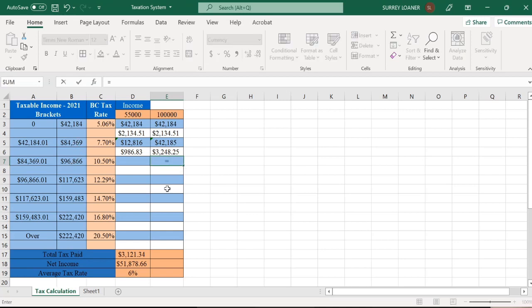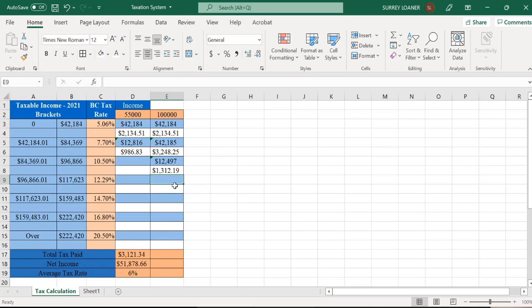So for this one, 96,866 minus 84,369. This is the amount in front of us. So what to do, this amount multiply by 10.5%. This is the rate in front of us. This is the tax that we have calculated.